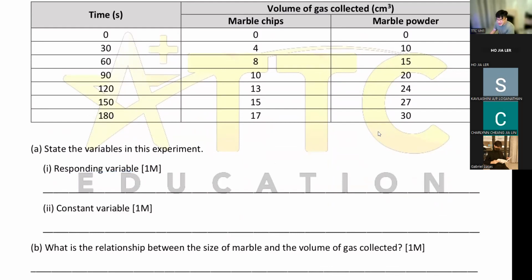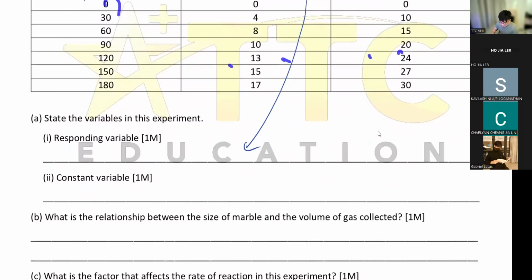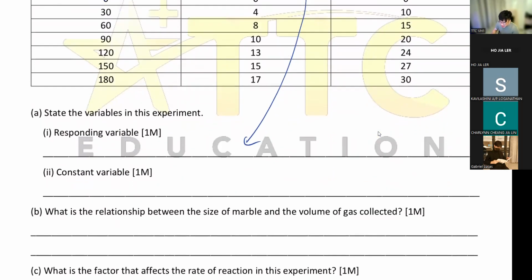You see, this is what they will ask in exam instead. They will ask you for experiment stuff. So what is the RV? Yes, that's your volume of gas. Very good. Don't say time. If you say time, your answer is wrong, because time I already set for both. So I'm not changing time. Or you can say ROR, I also accept.